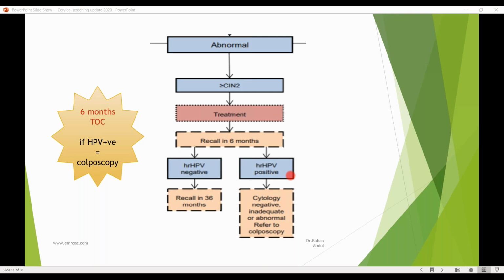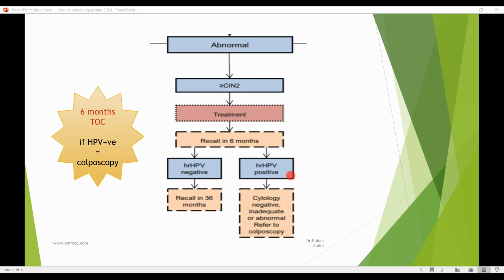While the other patient comes with her HPV at the time of test of cure still positive. Here, I would say refer to colposcopy, whatever the cytology is. HPV positive means that reflex cytology will be done. Cytology came negative, refer to colposcopy, because HPV is positive. Cytology came inadequate, refer her to colposcopy, because HPV came positive after treatment. Cytology came abnormal, refer to colposcopy.